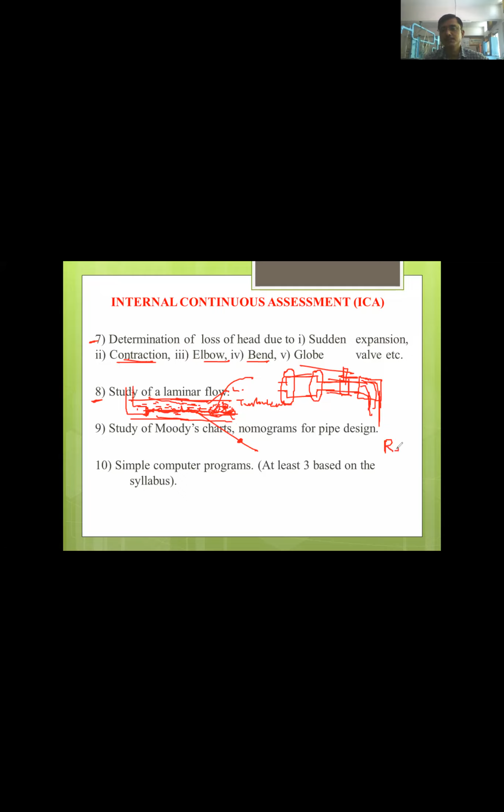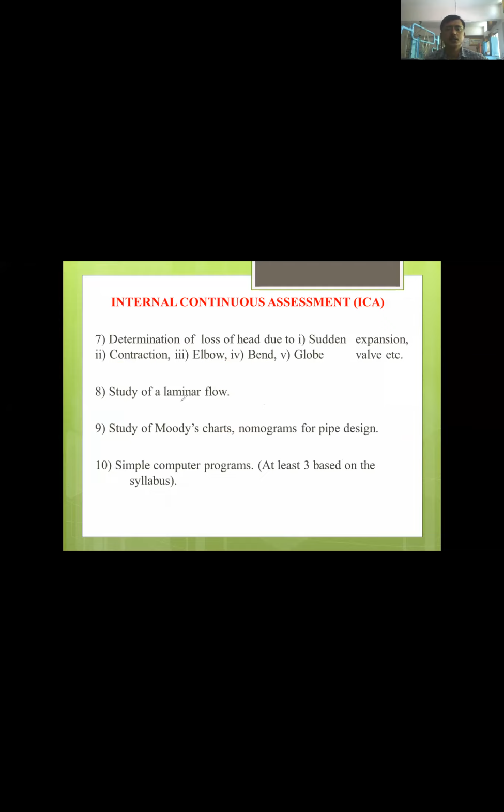mathematical expression which is given by the Reynolds number, rho Vd upon mu. There is one expression for the Reynolds number. Here, with the help of these values, we are going to find out what is the Reynolds number for that particular type of flow. And if the Reynolds number value is less than 2000, then we can say that the flow is laminar flow. And if its value is greater than 4000, then we say the flow is turbulent flow. And if the value is in between 2000 and 4000, then we can say the flow is transitional flow. Okay, so like this, we are going to determine the type of flow.